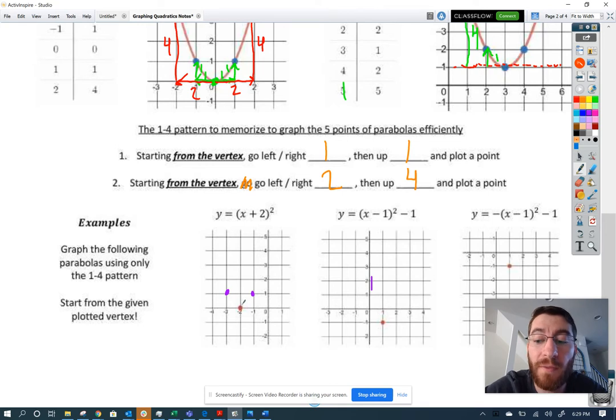Then start from the vertex. 2, 4, 2, 4. And then we're going to make our parabola. All right, and try to round it out at the bottom. That is not my best drawing. Okay, so let's do the next one.